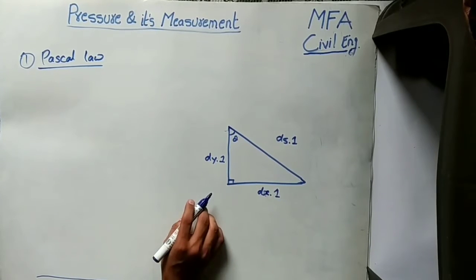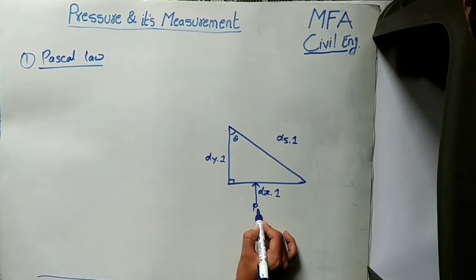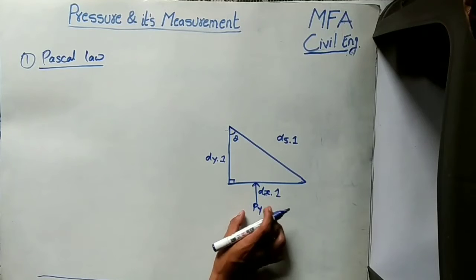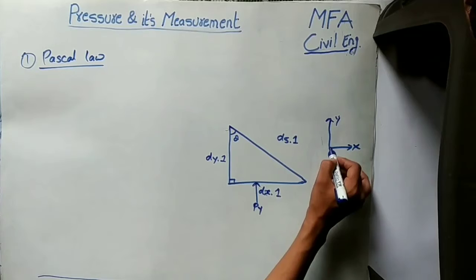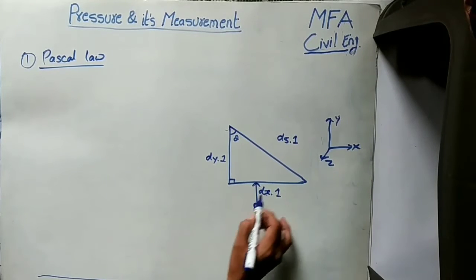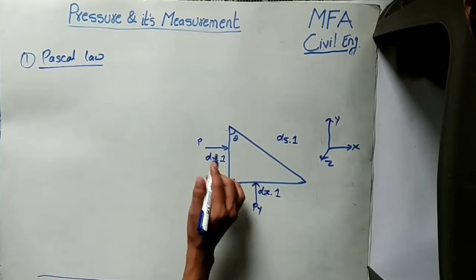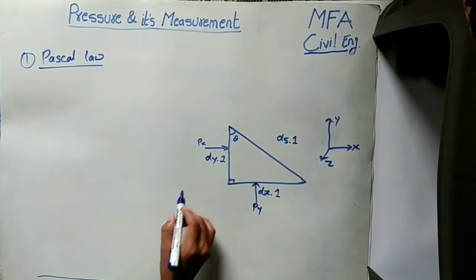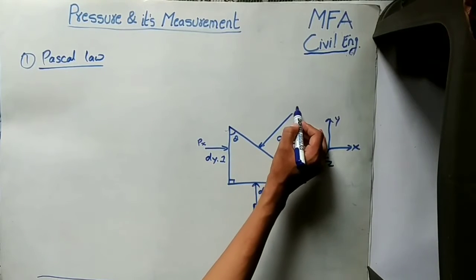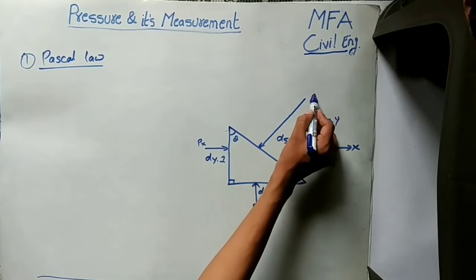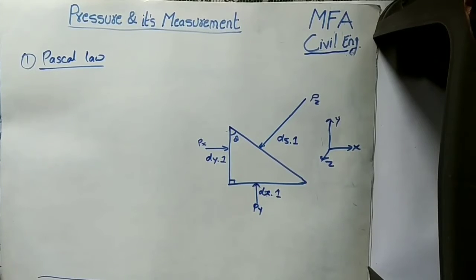Similarly, now the pressure forces which are acting on all these sides are: this is Py, the pressure force acting parallel to the y axis. Like this is the x axis, this is the y axis and this is the z axis. Similarly, this is the pressure force acting on the vertical side parallel to the x axis. Similarly, this is the pressure force which is acting parallel to the z axis.